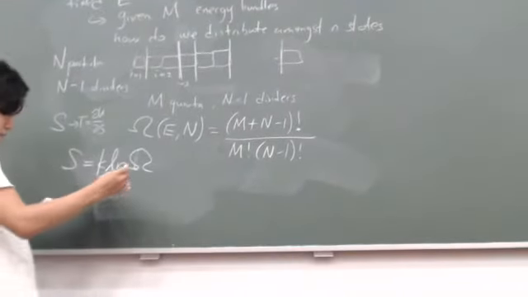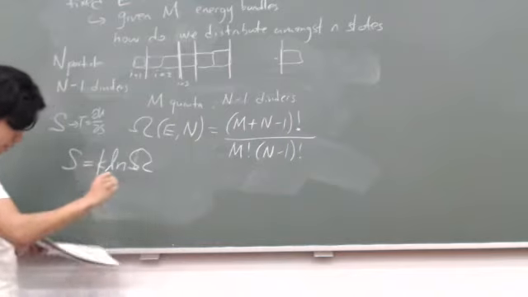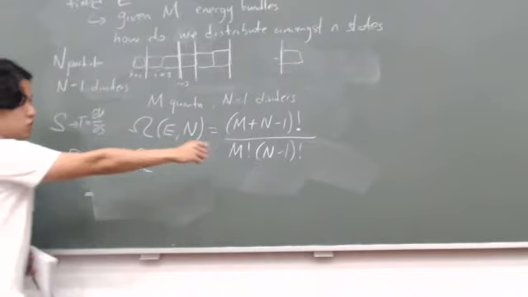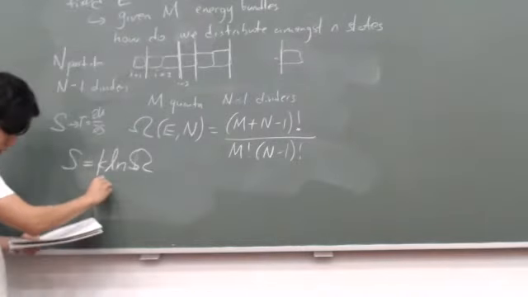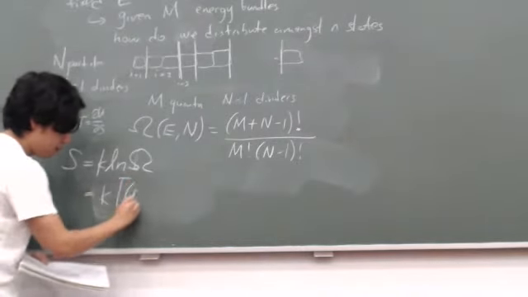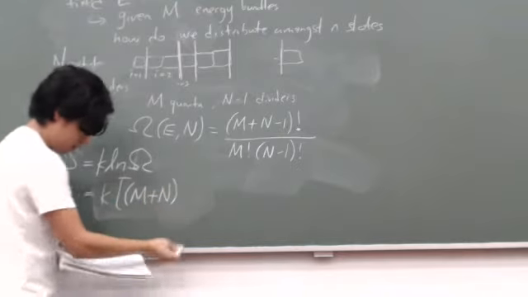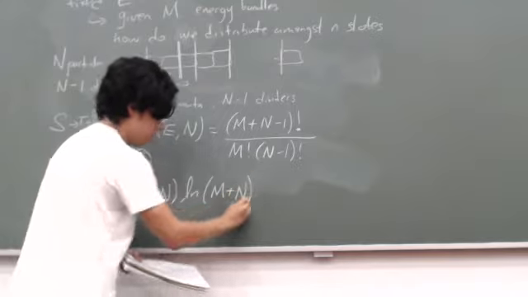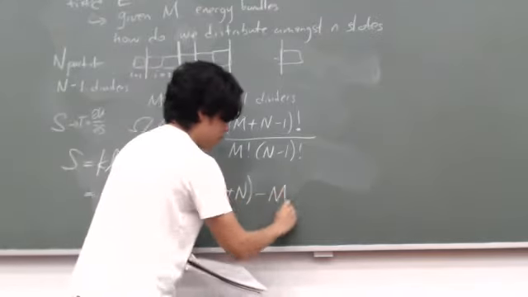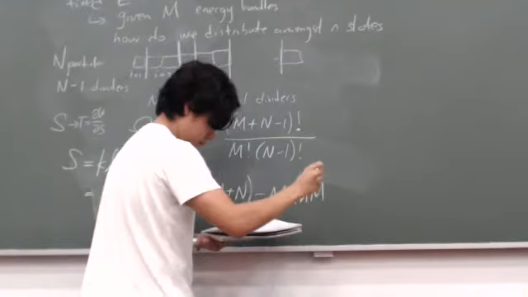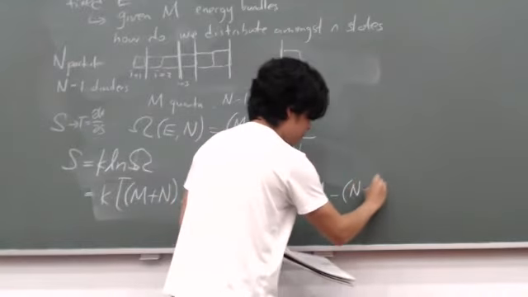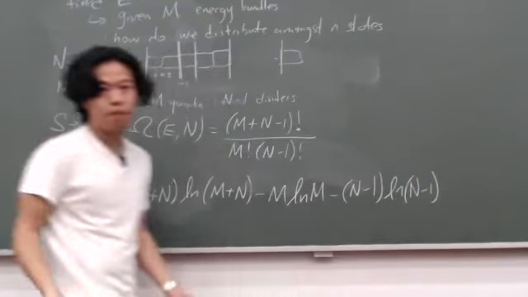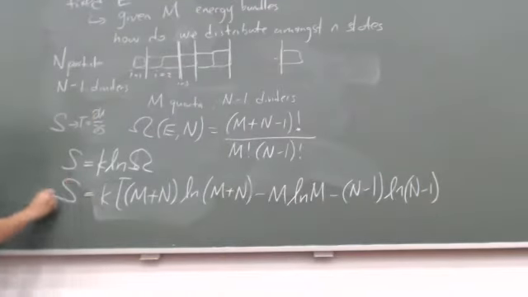Okay, and then this is just a lot of math. So if you just take the log and then the Stirling approximation, all the factorials go away, you get k times (m plus n) log (m plus n) minus m log m, minus (n) log n. So that's your entropy.